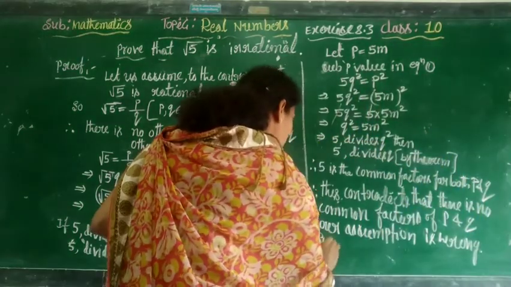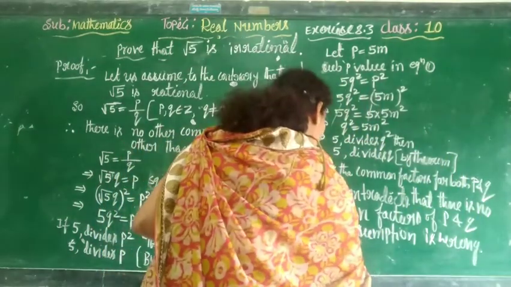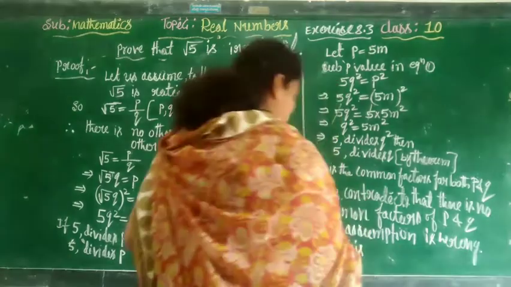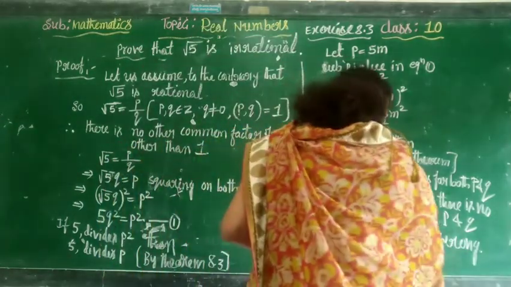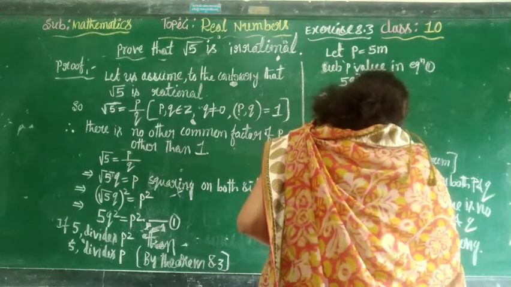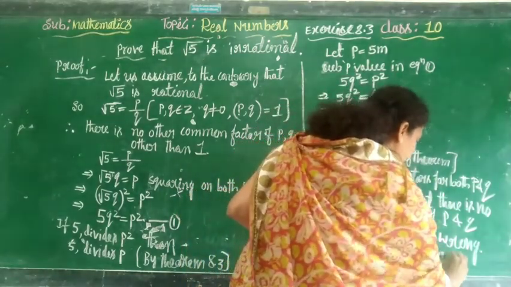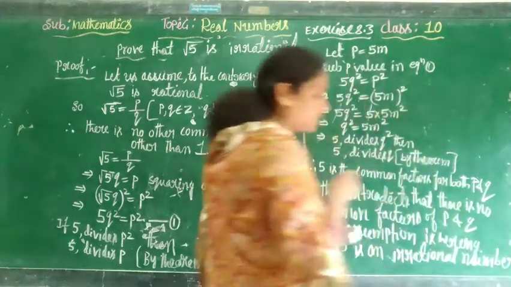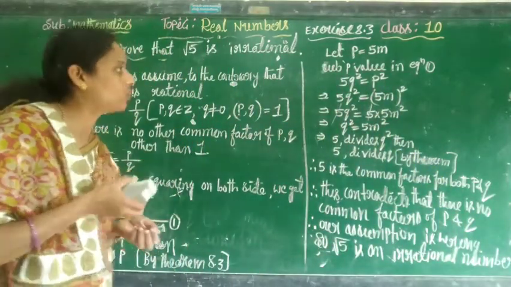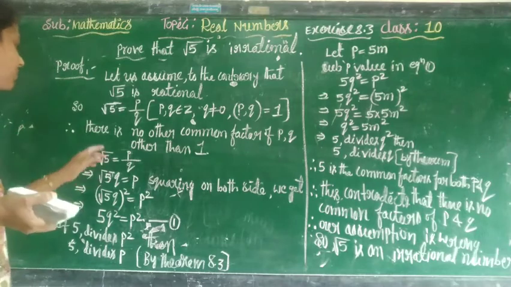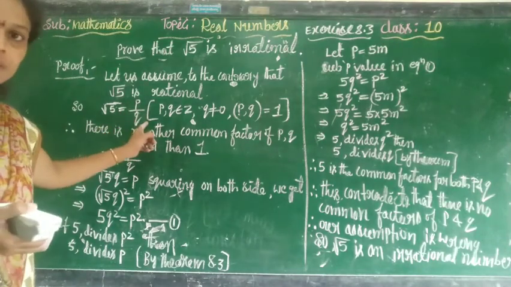So root 5 is what, dear students? So root 5 is an irrational number.